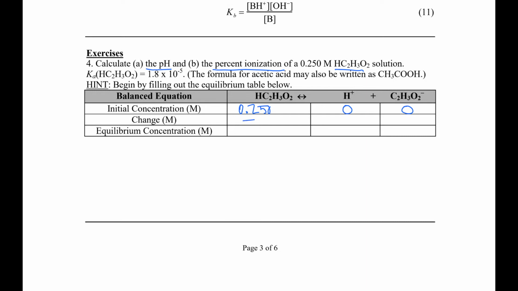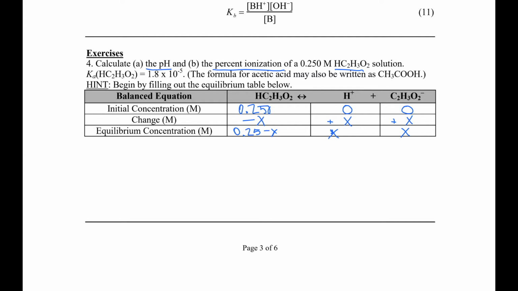The next step should be to do the change in concentration, with an X. Remember, we're going to subtract X from the side that we have numbers on. We're going to add X to the side where there's nothing there. And then we add them together. So I have 0.25 minus X. This is just X. And this is just X.